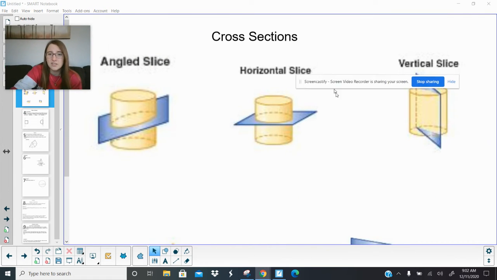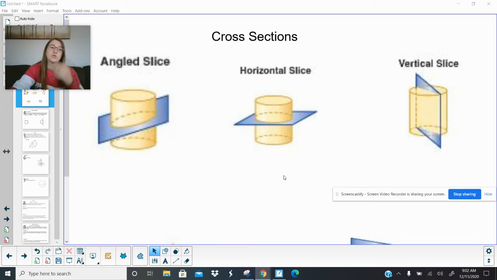Now, we haven't talked about this in a while, but this was actually in our first lesson: cross sections. Remember, we had a little video of the ninja guy who was slicing a shape. What we have to do is visualize that the cross section is the 2D shape. So circles, squares, rectangles, triangles, those are two-dimensional shapes, flat, right? That we produce by making this slice.